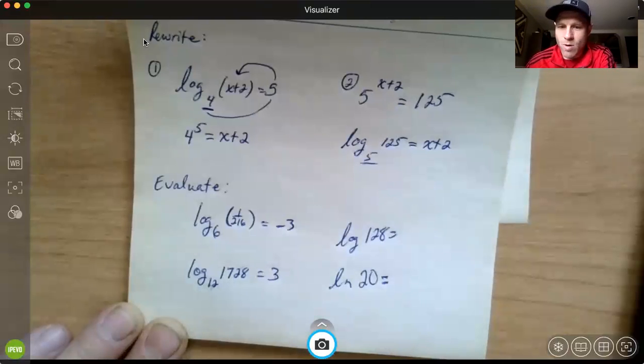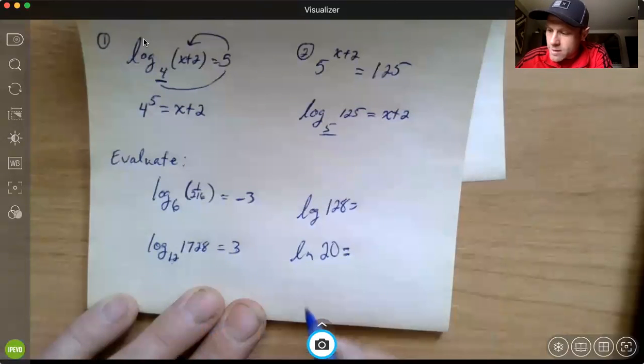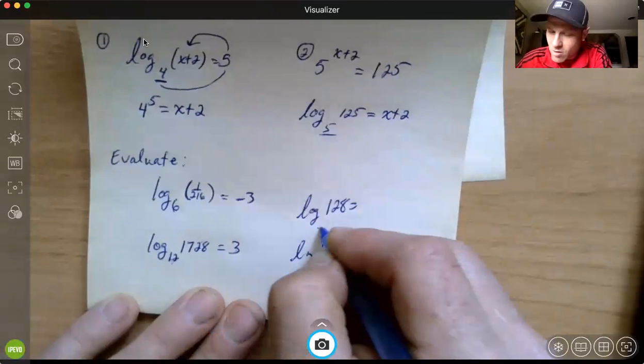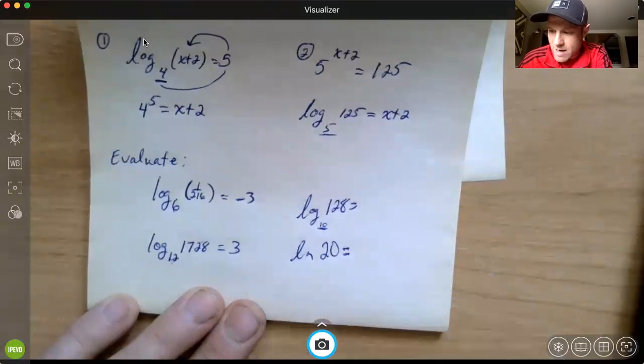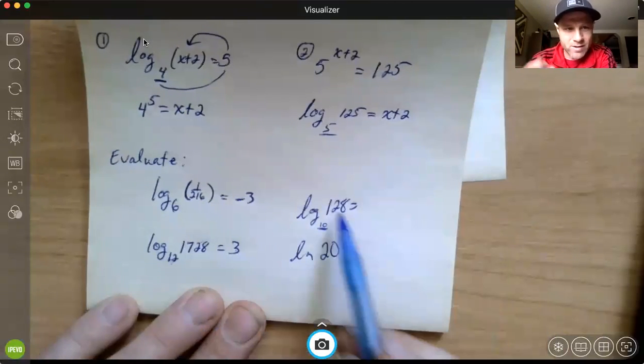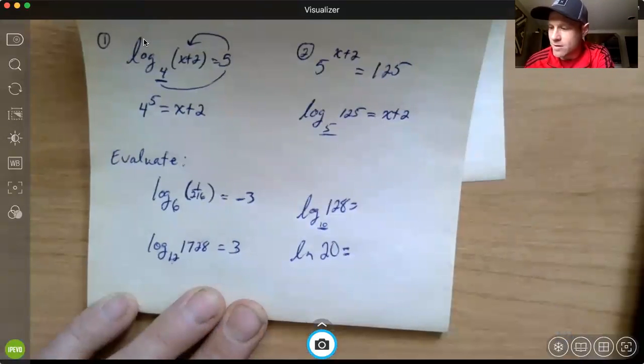And then for these two questions right here, you got a common log and a natural log. The common log doesn't have a base, but remember that base is always a 10 when it's not down here. So this is saying 10 to what power gives me 128. And I know that that's more than 2, but probably not 3, because 10 to the third would be 1,000. So that's where this comes into play, right here.